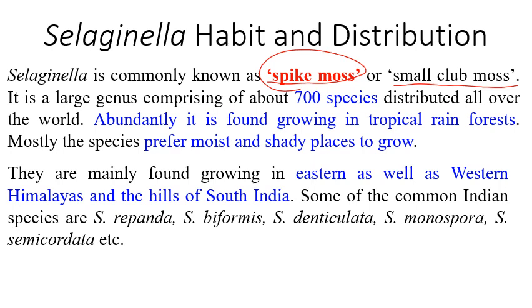It is a large genus comprising about 700 species distributed all over the world. Abundantly it is found growing in tropical rainforests. Mostly the species prefer moist and shady places to grow. They are mainly found growing in the eastern as well as western Himalayas and the hills of South India. Some of the common Indian species include Selaginella rupestris, Selaginella biformis, Selaginella denticulata and Selaginella monospora. Another is Selaginella semicordata.